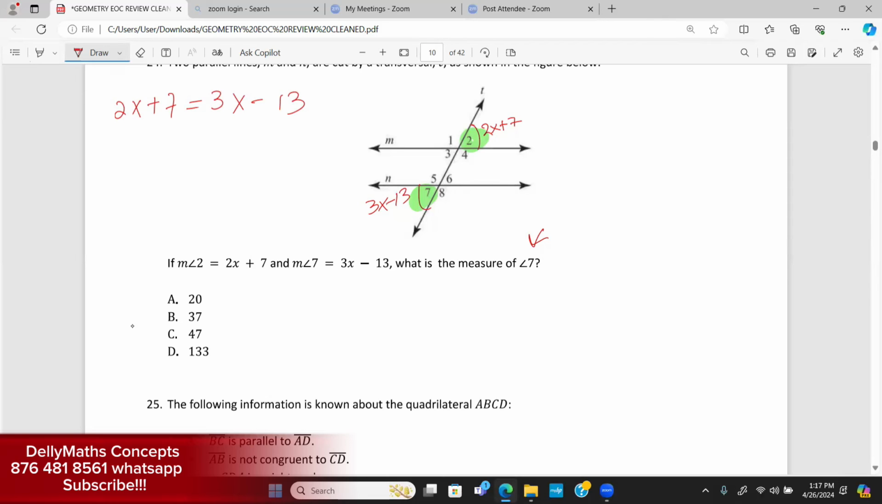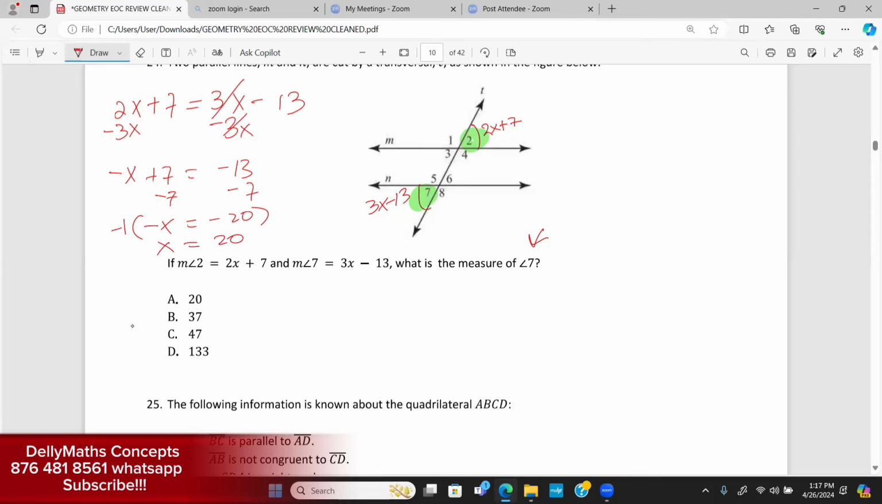They're congruent, so I'm going to equate them. Now I'm going to solve, whichever way you want to solve. Let us say I want the x's on my left side. So I'm going to subtract 3x from both sides. So I have negative x plus 7, which is equal to negative 13. I'm going to subtract 7 from both sides again, so that the negative x is alone, negative 20. And then as you could see, I'm going to multiply everything by negative 1. So x is equal to 20.